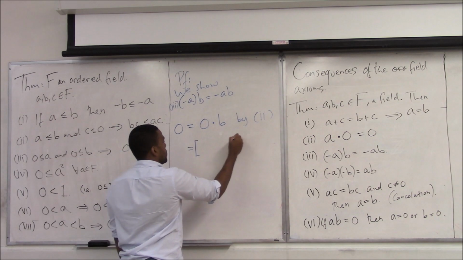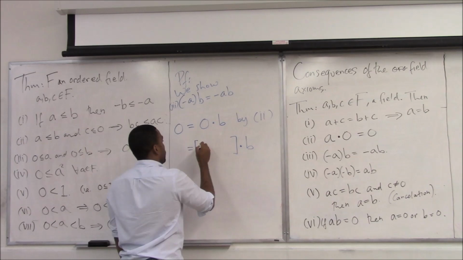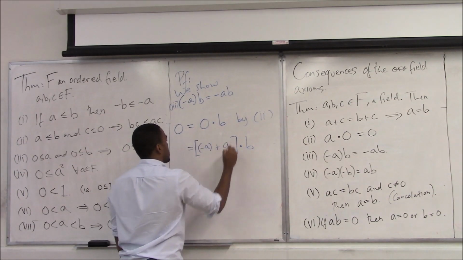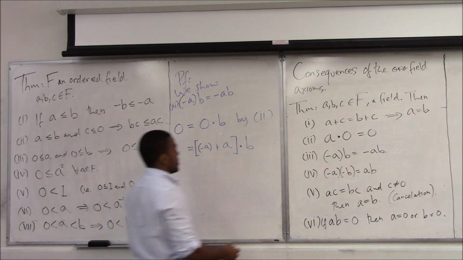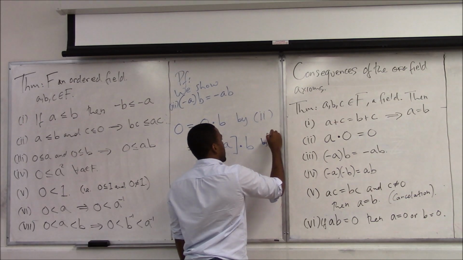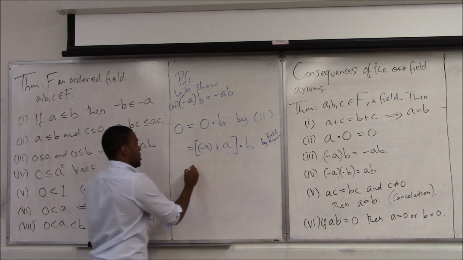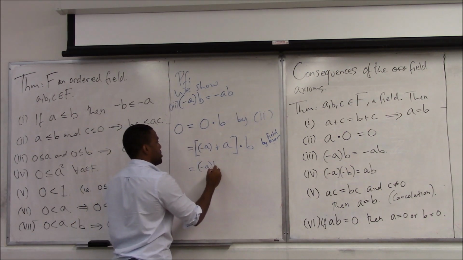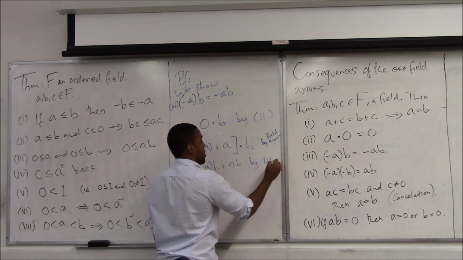0, by definition, is going to be minus a plus a. A is an element of the field. It has a negative. When I add something to its negative, it gives me 0. So this is by field axiom. I forgot one number. 4. So field axiom 4. This means this is equal to minus a times b plus ab by the distributive law.